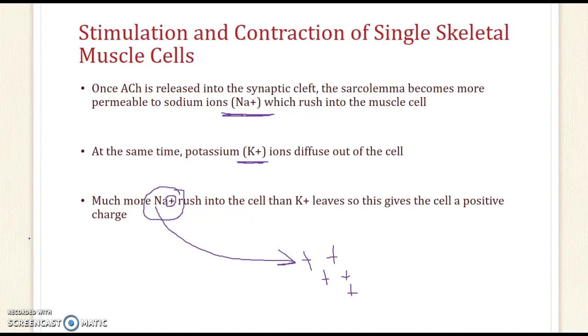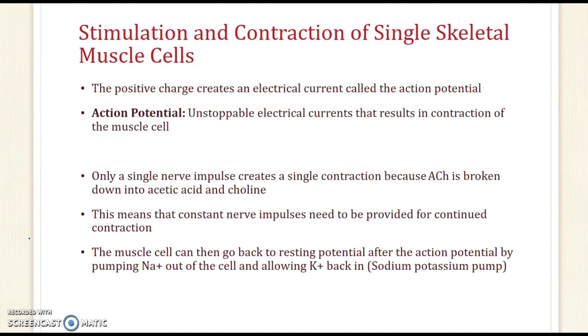It actually changes the charge of the entire cell. And this is what's going to start your muscle contraction. So once this positive charge is up and going, it creates this electrical current. And we call this electrical current the action potential. Once your muscle cell has enough charge to it, there is no turning back, and a muscle contraction is going to occur. So once you reach the point of an action potential happening, it's going to happen.